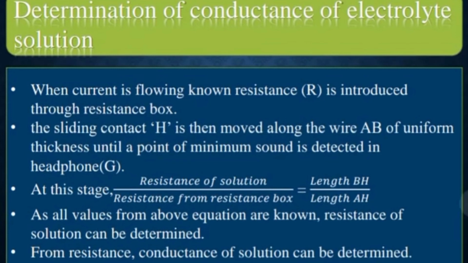At this stage, resistance of the solution upon resistance from the resistance box is equal to length of BH upon length of AH. As all values from the above equation are known, resistance of the solution can be determined. From resistance, conductance of the solution can be calculated.